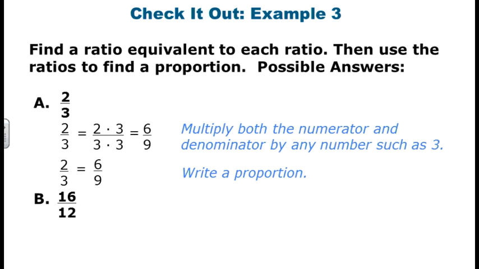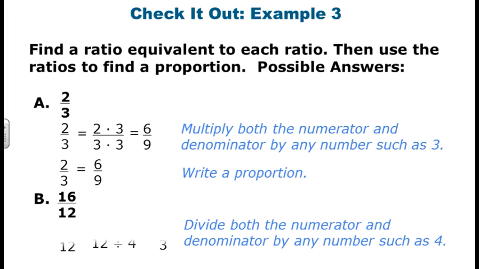Try 16/12. Try to divide in this case. I want you to pick out a number that you can divide. All right, so we're going to try dividing by 4. 16 divided by 4 is 4. 12 divided by 4 is 3. So 16/12 and 4/3 are equivalent to each other. Simplifying, anytime you can simplify a fraction down, you have found an equivalent answer to it.